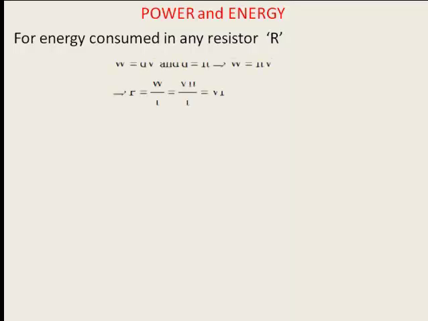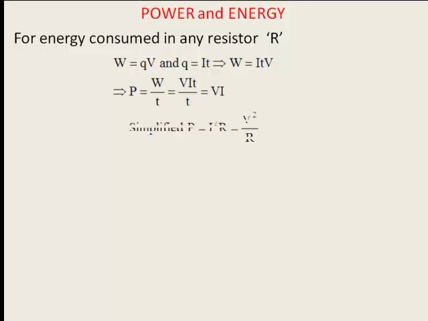Remember, for energy consumed in any resistor R, we very well know from our electrostatics that W is equal to QV. Charge is I into T, current into time. So work is ITV, and the power is given as W upon T, which is VIT upon T, which is V into I. So voltage into current, that means the volts into amperes gives you the power, which is in watts.